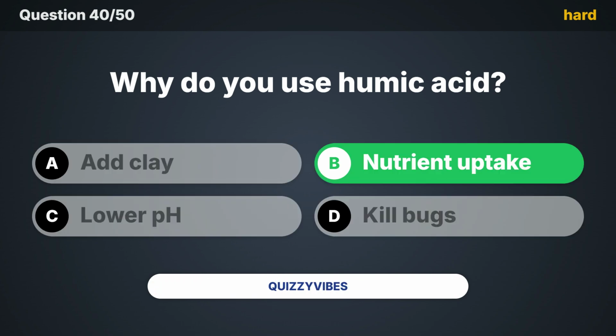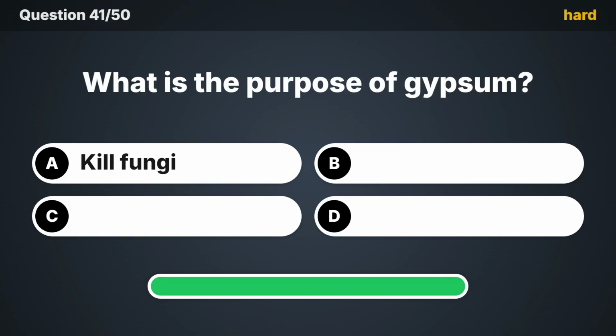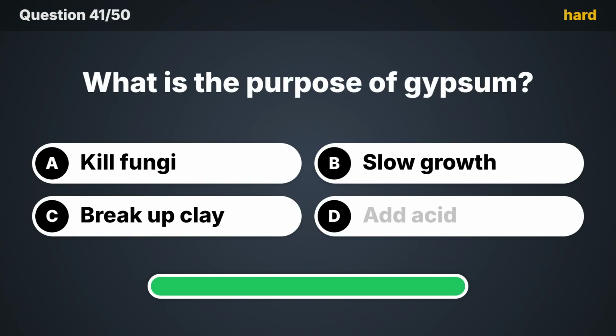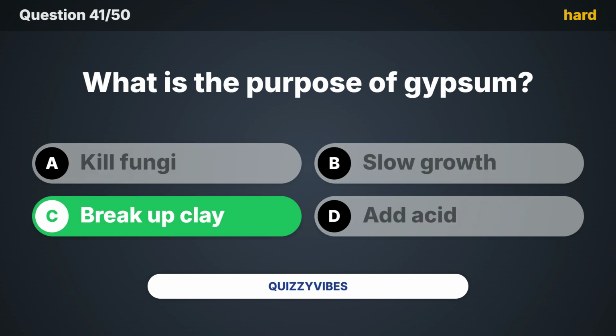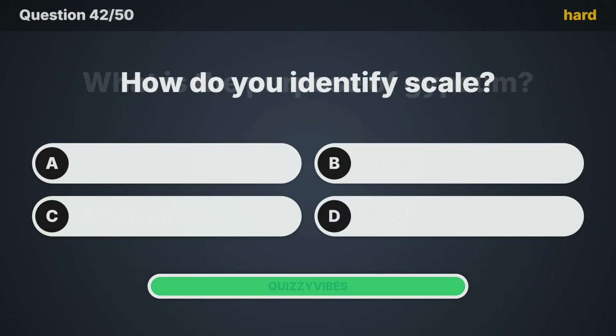Here's the answer, nutrient uptake. What is the purpose of gypsum? The answer is break up clay. How do you identify scale?